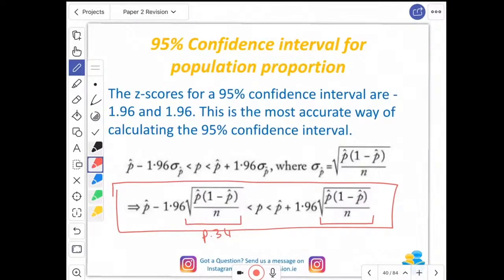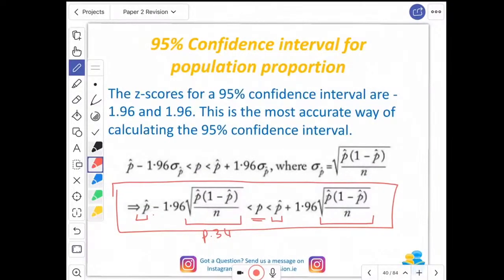So basically what you're doing is you're trying to work out P, which remember is the proportion of the population. So you're saying, right, I'm going to work it out for my sample minus 1.96 multiplied by your standard error of the proportion formula. And then on the other side, it's your sample proportion plus 1.96. The reason we're using minus 1.96 and 1.96 is because it's a 95% confidence interval. So they are the Z scores that go with 95%.